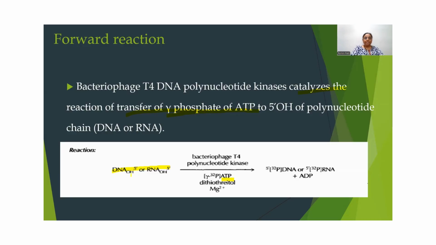Now here you can see this reaction: DNA with the 5' OH, RNA with the 5' OH. The enzyme is bacteriophage T4 polynucleotide kinase, the cofactor is magnesium ions, and there is a use of ATP. So the gamma position phosphate is now transferred to the DNA and RNA. Now you can see that the DNA has the 5' phosphate, or the RNA has the 5' phosphate, and the byproduct is going to be ADP.